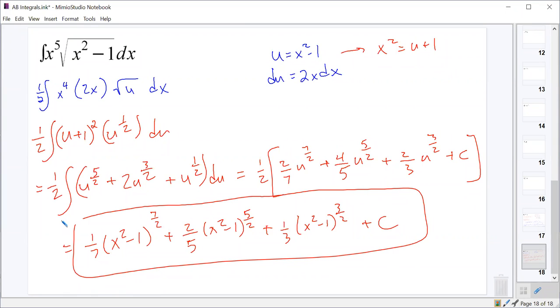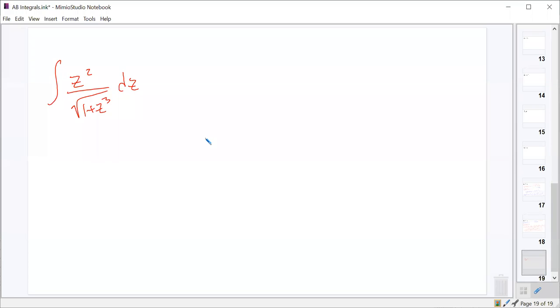Good or no? So for this one, we're going to let u equal 1 plus z cubed, which lets du equal 3z squared dz. Mr. Bachelor, on the bottom for the denominator, it's cube root. Oh, cube root, sorry, okay. But it's still 1 plus z cubed.